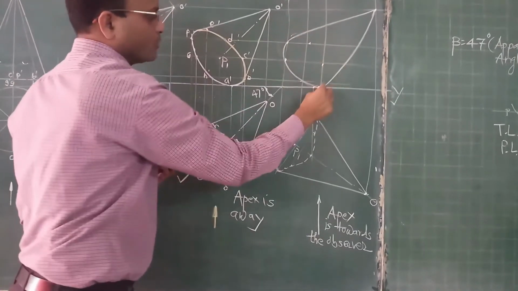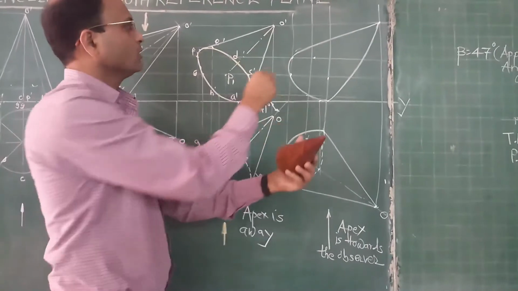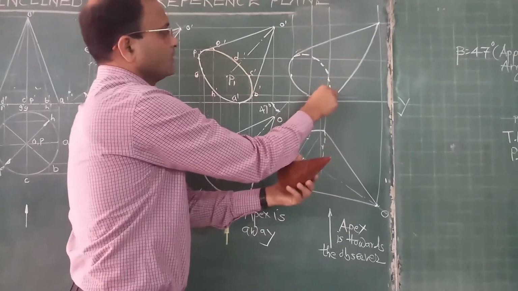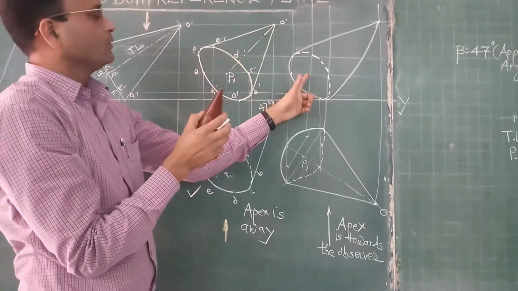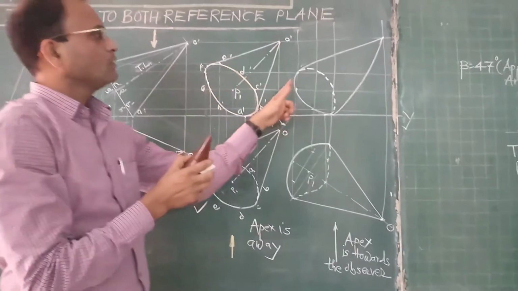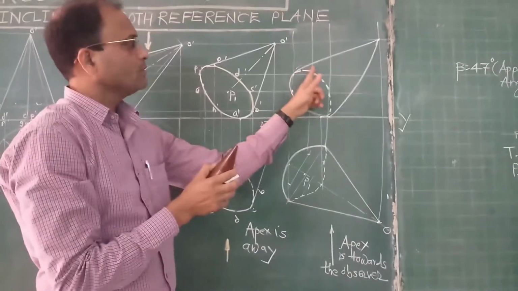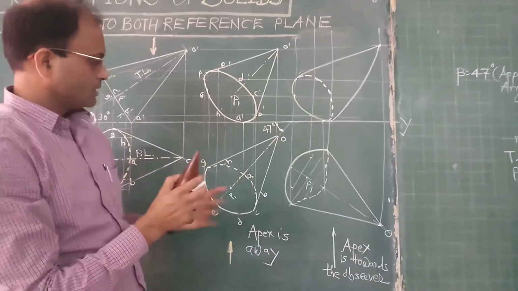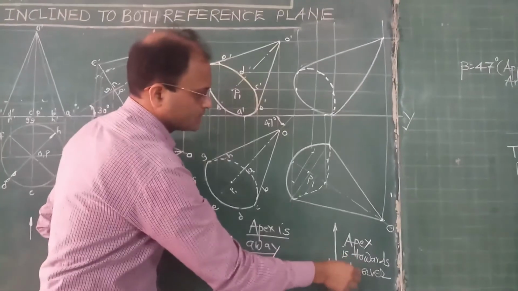As far as the remaining points are concerned, here the apex is nearer to the observer and the base is away from the observer. That's why the remaining points are joined by dotted lines. So this is the difference; you can see the difference in the front view. In this case the whole base is visible, while in this case some part of the base is not visible, so the remaining points of the base are joined by dotted lines. This is the difference in condition when the apex is away from the observer and when the apex is towards the observer.